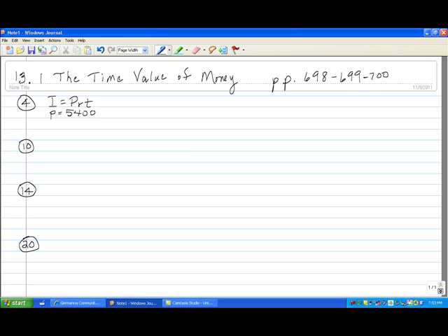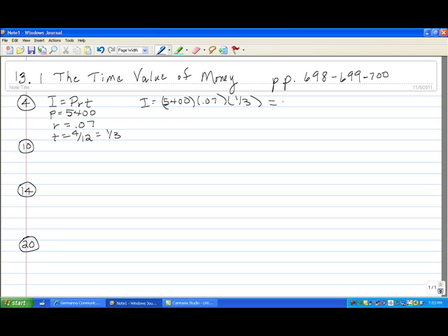Our principal is $5,400 at 7%, so that's 0.07. And our time needs to be in years, so we have 4 months. So our time is 4 out of 12, so that's going to be 1/3 of a year. So our interest is $5,400 times our rate times our time.